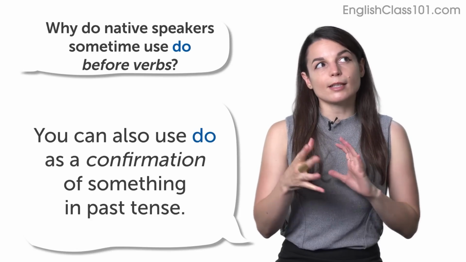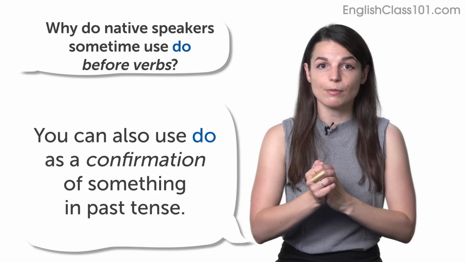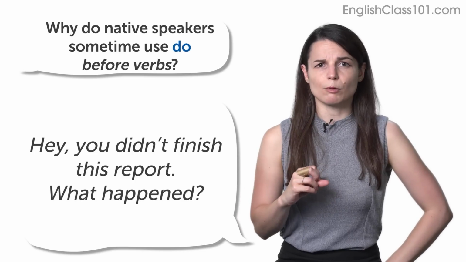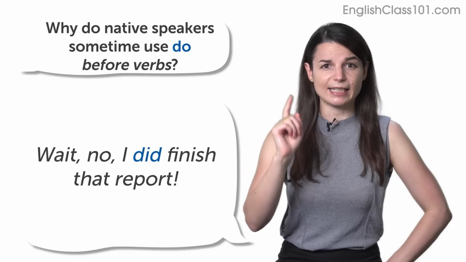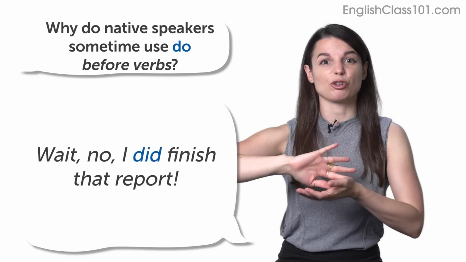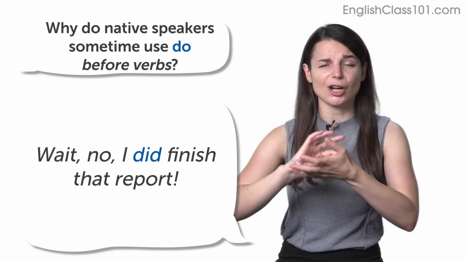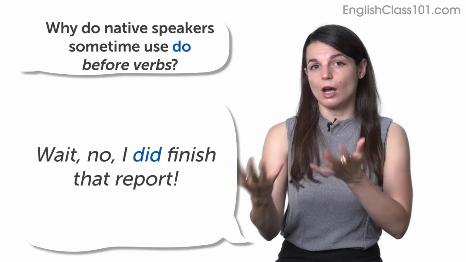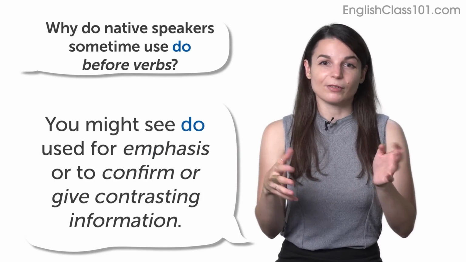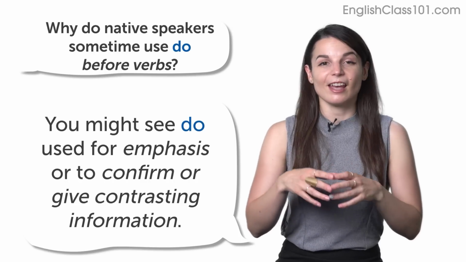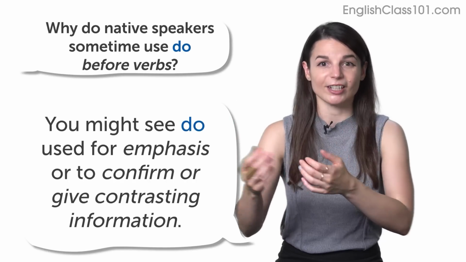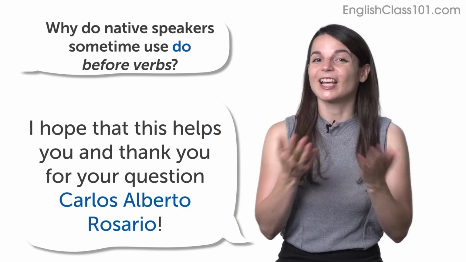You can also use this in some situations as like a confirmation of something. Like in past tense, you might see this example. Like, hey, you didn't finish this report. What happened? Then you could say, wait, no, I did finish that report. So that will show that there's some kind of contrast with the speaker's opinion. Like you're trying to reverse or like confirm something that actually happened. You might also see this used more commonly in past tense. So you might see both of these. They're very common. One is for emphasis, as in your example sentence, I think, and one to kind of confirm or to give some contrasting information, as in the, yes, I did finish that report. So I hope that this helps you. Thanks very much for the question.